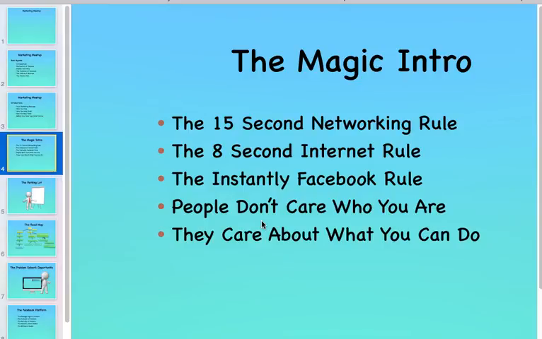You've got 15 seconds to capture my attention, and I'm gone. On the internet, you have an 8-second rule. When I log on to your website, if you do not capture my attention in the first 8 seconds, I will take one mouse click and click you into oblivion. But on Facebook, we have what we call the instantly rule. I make a decision instantly.